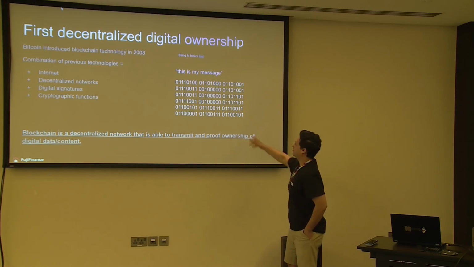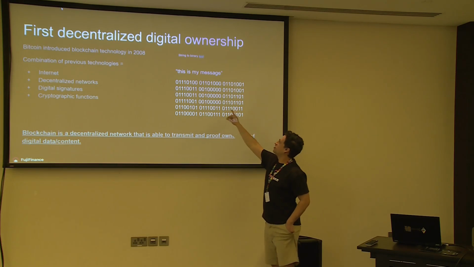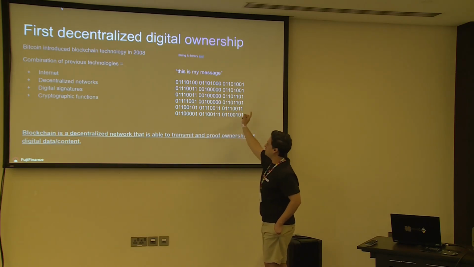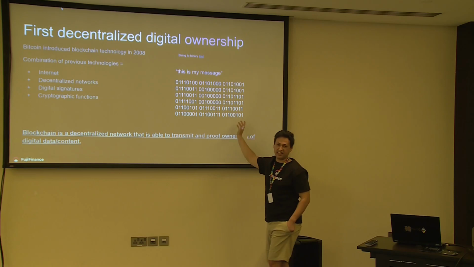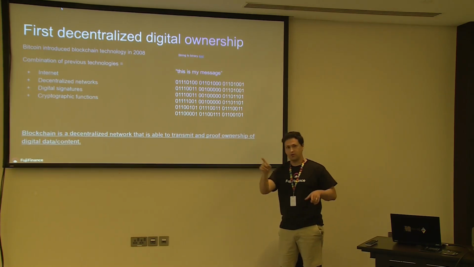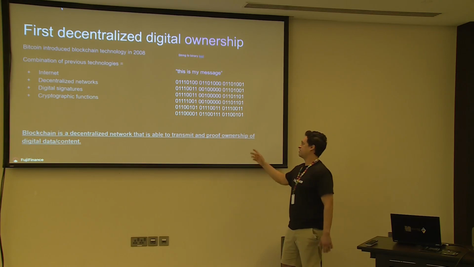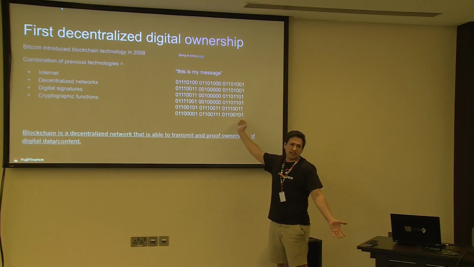So if we look at this bunch of zeros and ones, it's just a message. If you type "this is a message," this is how you represent it in binary. And how can I know if you or someone else typed that message? There was no way to prove it because, if you just look at this, it's the same for anybody.